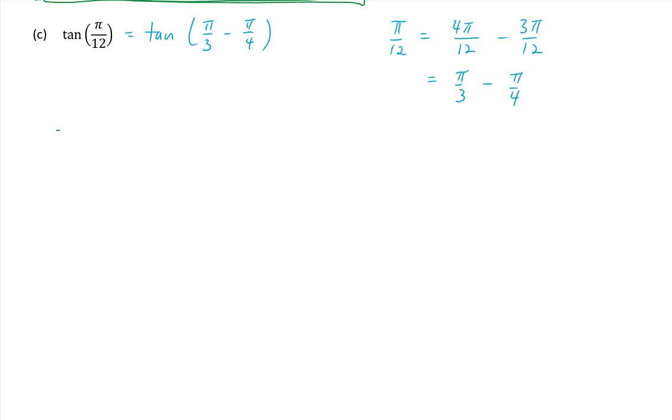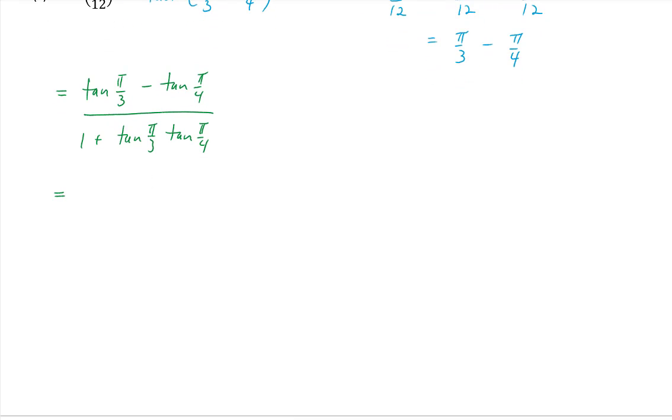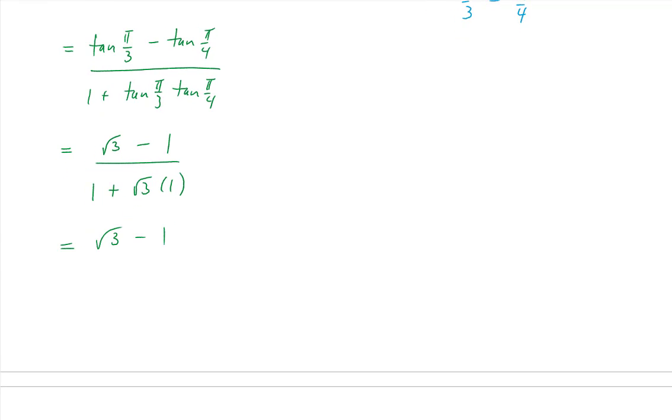All right, now we need our tan identity. So this is going to be tan of pi over 3 minus the tan of pi over 4 over 1 plus the tan of pi over 3 times the tan of pi over 4. So using your special triangles, tan of pi over 3 is going to give us the root of 3. Tan of pi over 4 will give us 1. And then we get 1 plus the tan of pi over 3, which again is root 3, times 1. So this is equal to root 3 minus 1 over 1 plus the square root of 3.